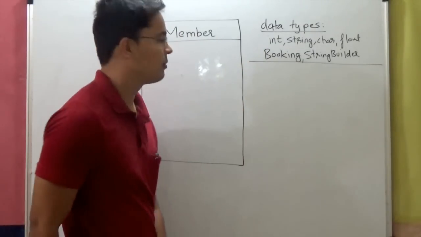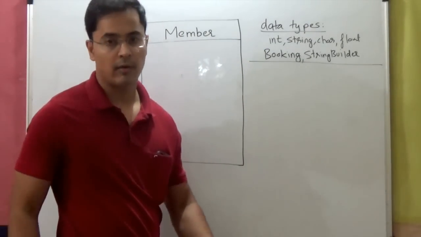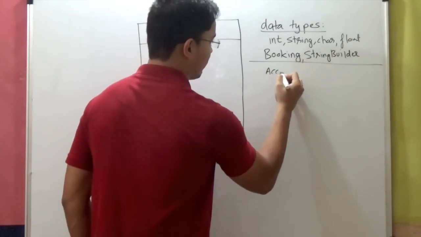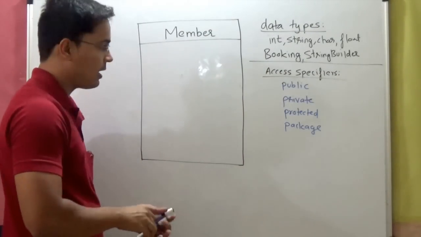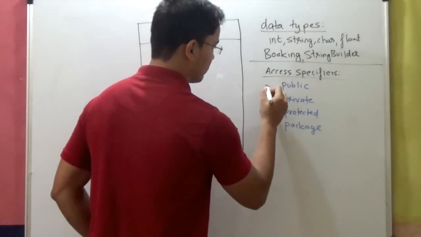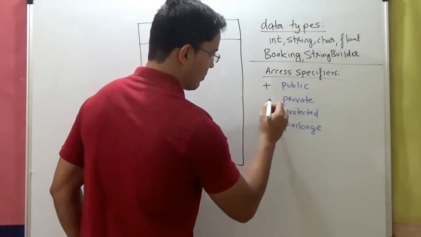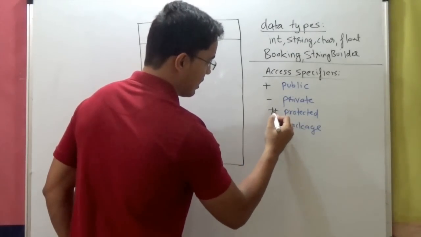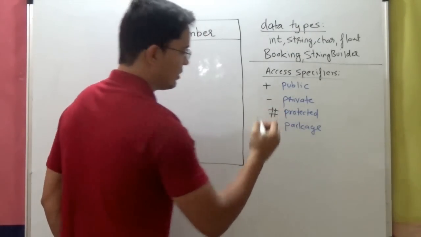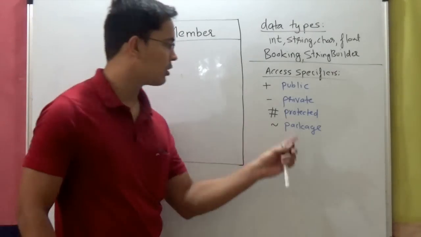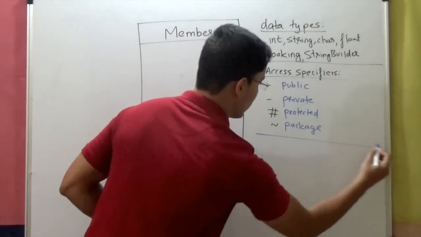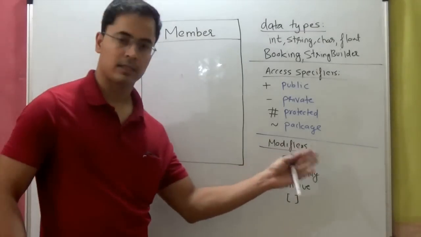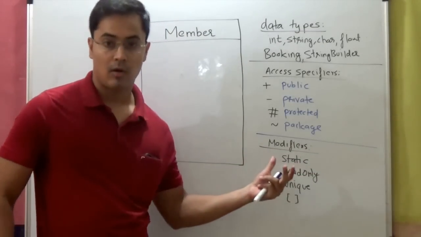The second piece of information we have to denote in our class diagram about data members is access specifiers. They are denoted as follows: public is denoted by the sign plus, private by minus, protected by hash, and package by this tilde, right? This is how you denote access specifiers. Certain modifiers, for example, you can have data members static, read-only, unique, or array.